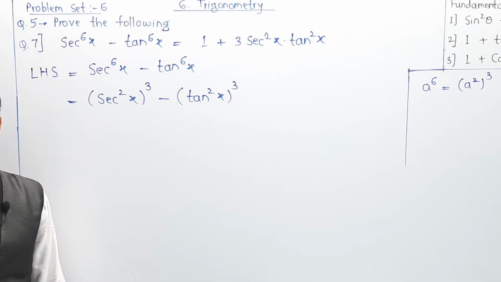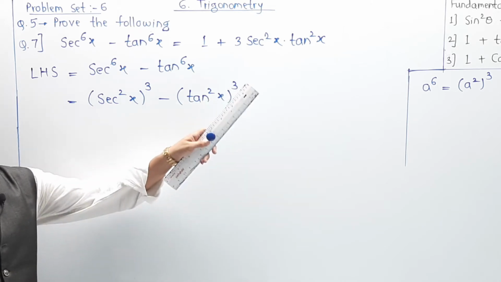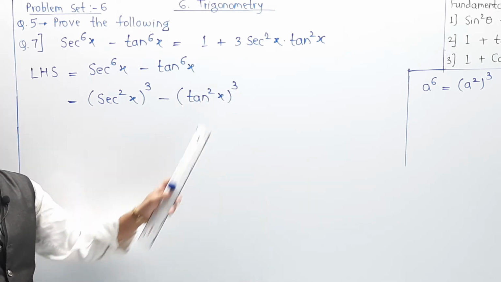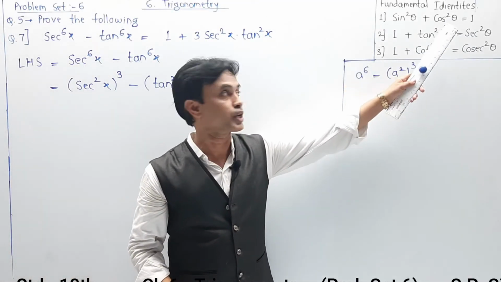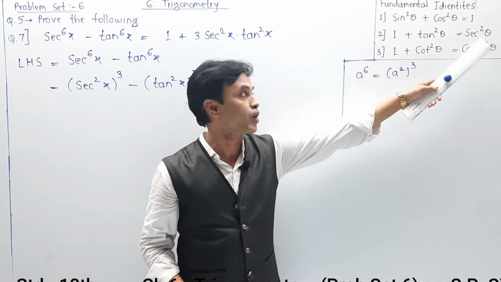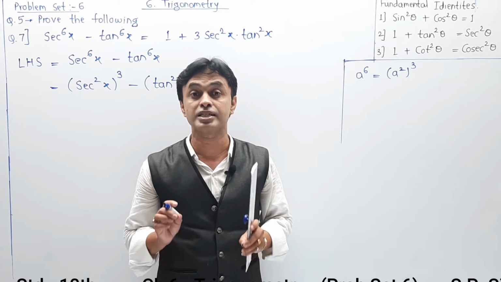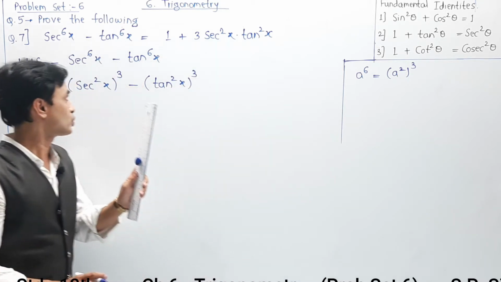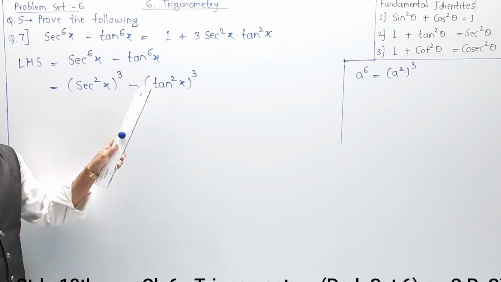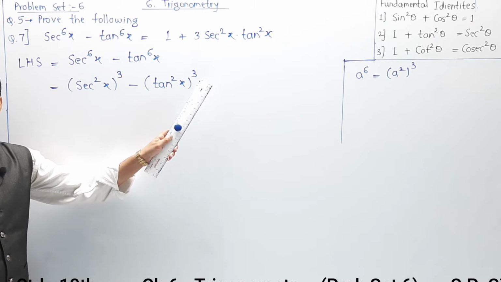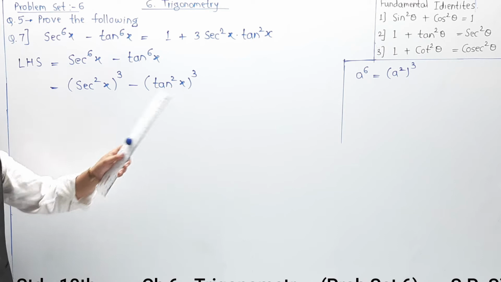Students definitely have a query: sir, why have you written square and then cube outside, or tan square and bracket outside? I have written in square and square. The main reason is that all my fundamental identities, either sine square or cos square or tan square or sec square or cot square or cosec square, are in square only. So do not write cube and square outside, always write sec square x bracket cube minus tan square x bracket cube, because properties are available only in square and square. Now this is the first part.